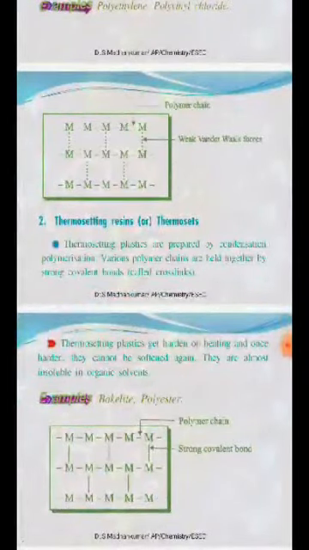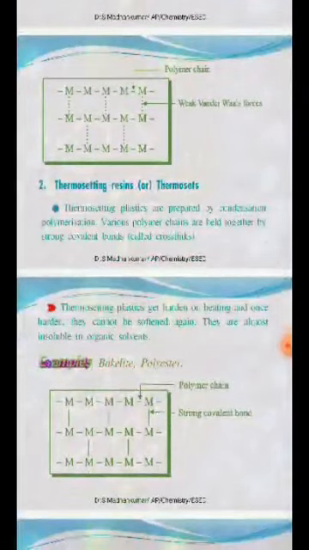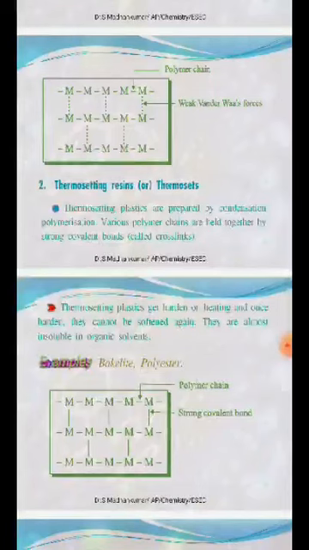Thermosetting resins are thermosets. Thermosetting plastics are prepared by condensation polymerization. Various polymer chains are held together by strong covalent bonds called cross-links. Thermosetting plastics harden on heating, and once hardened they cannot be softened again. They are almost insoluble in organic solvents. Examples: bakelite, polyester.